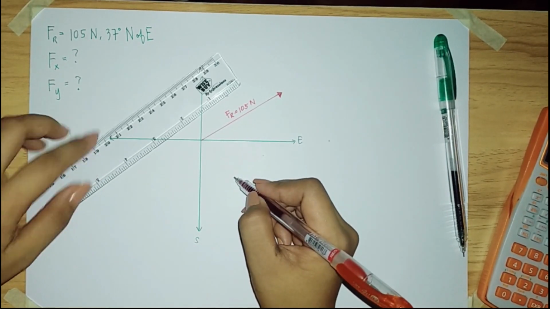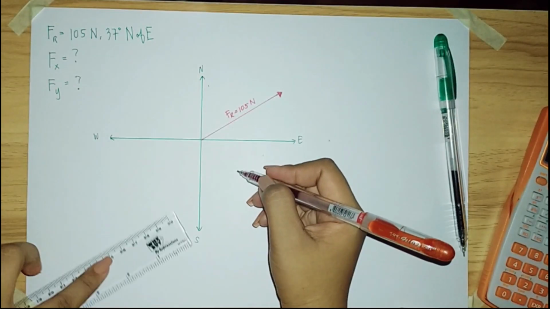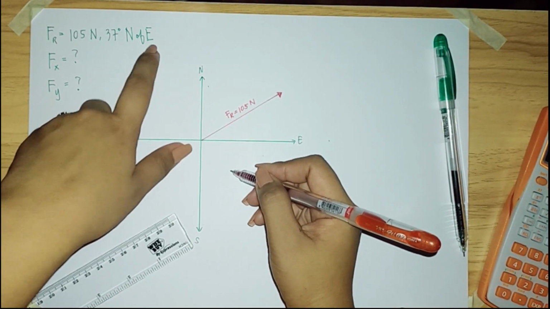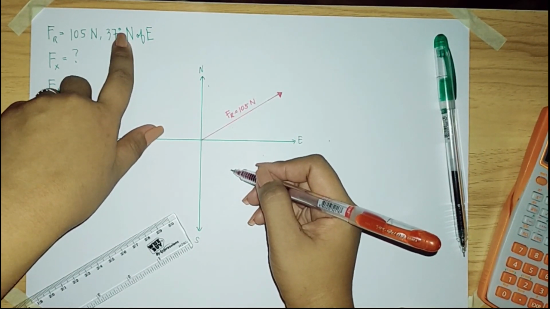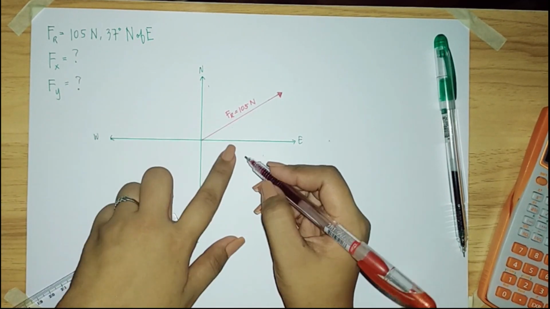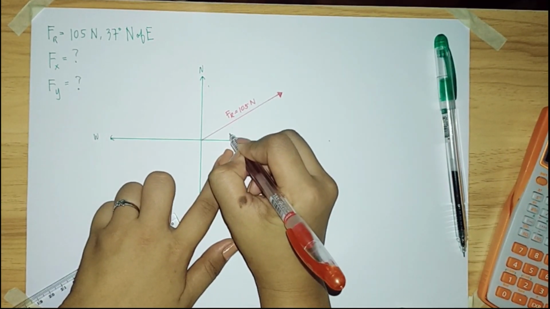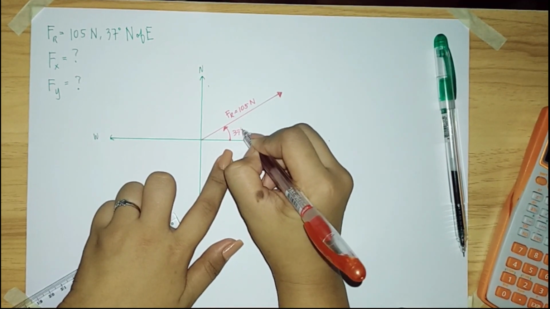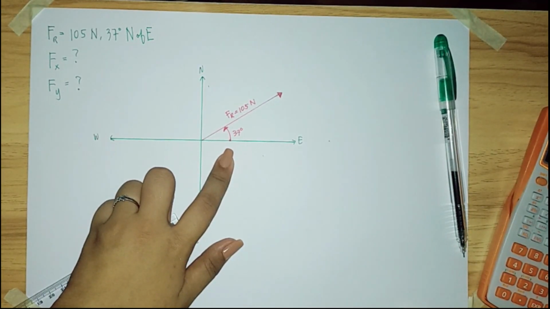Okay. So, we have here north of east. When you say north of east, your direction, from the east, goes toward the north. So it is placed here. From the east, it goes toward the north. And this is your 37 degrees.